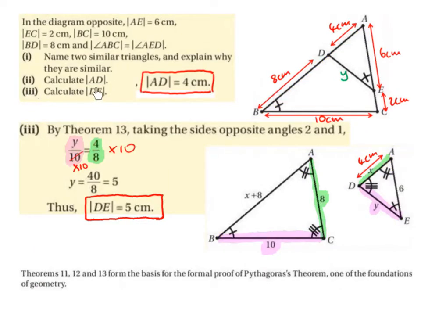So part 3 wants us to calculate the distance from D to E. So from D to E. So I've labelled that as y. And I've filled in now that AD is 4 centimetres. We got AD to be equal to 4 centimetres from part 2.